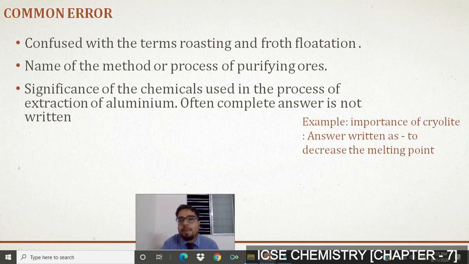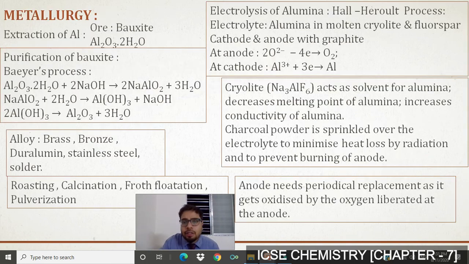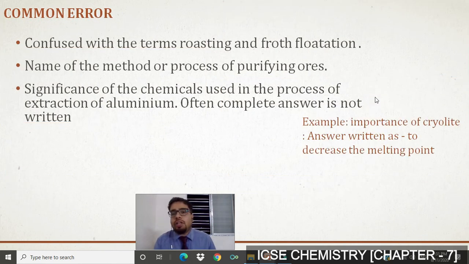For example, the importance of cryolite is often related only to decreasing the melting point, but you must not forget that cryolite is used to decrease the melting point of alumina, okay, and as a solvent for alumina. That is the main point, and it increases conductivity. Sometimes what happens is you think only one mark is there, so you write only to decrease the melting point, but you miss out the other important points like it acts as a solvent for alumina. So in all these cases we are expecting complete answers from you all.